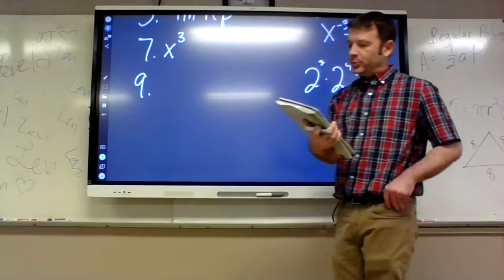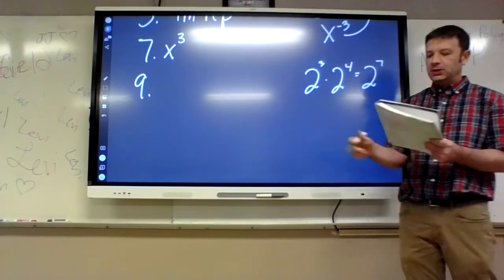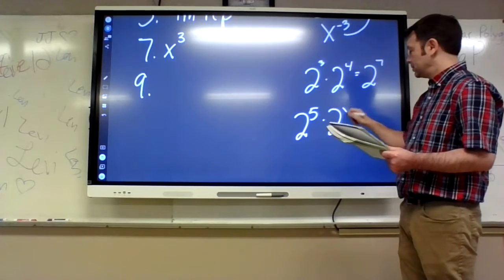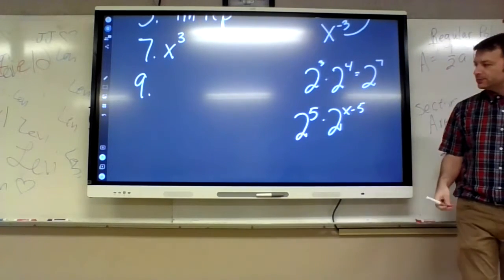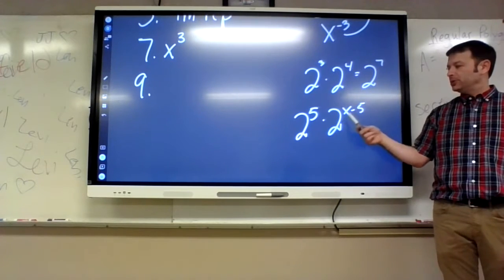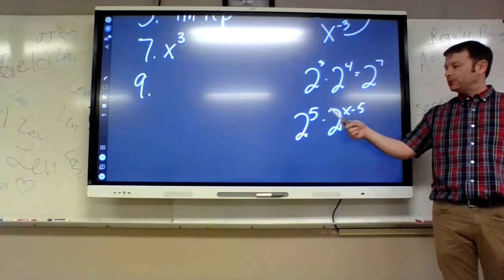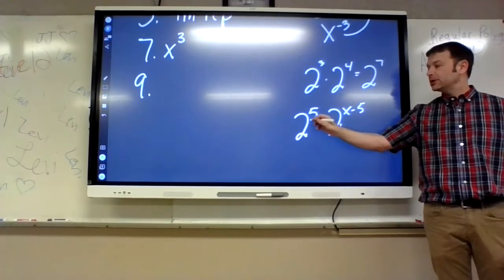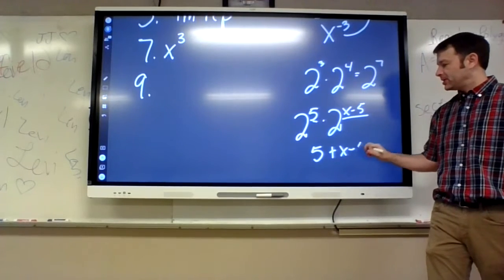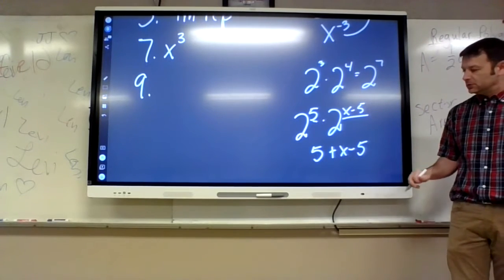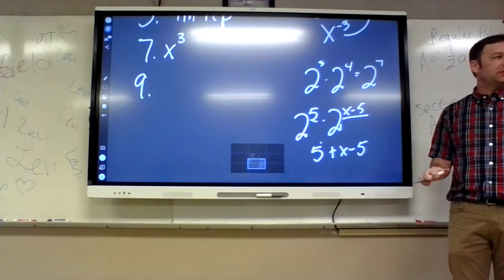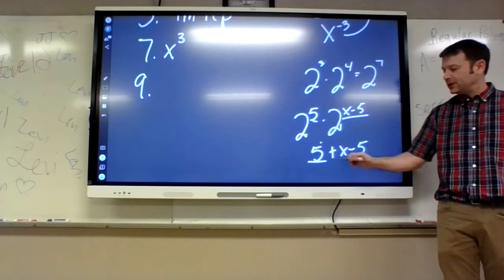So, Paxton, on number 9, what do we need to do with those exponents? What are you gonna do? When you do 2^5 times 2^(x-5), do we add, subtract, multiply, divide? What do we do with the exponents here? You add. So what is 5 plus x minus 5?